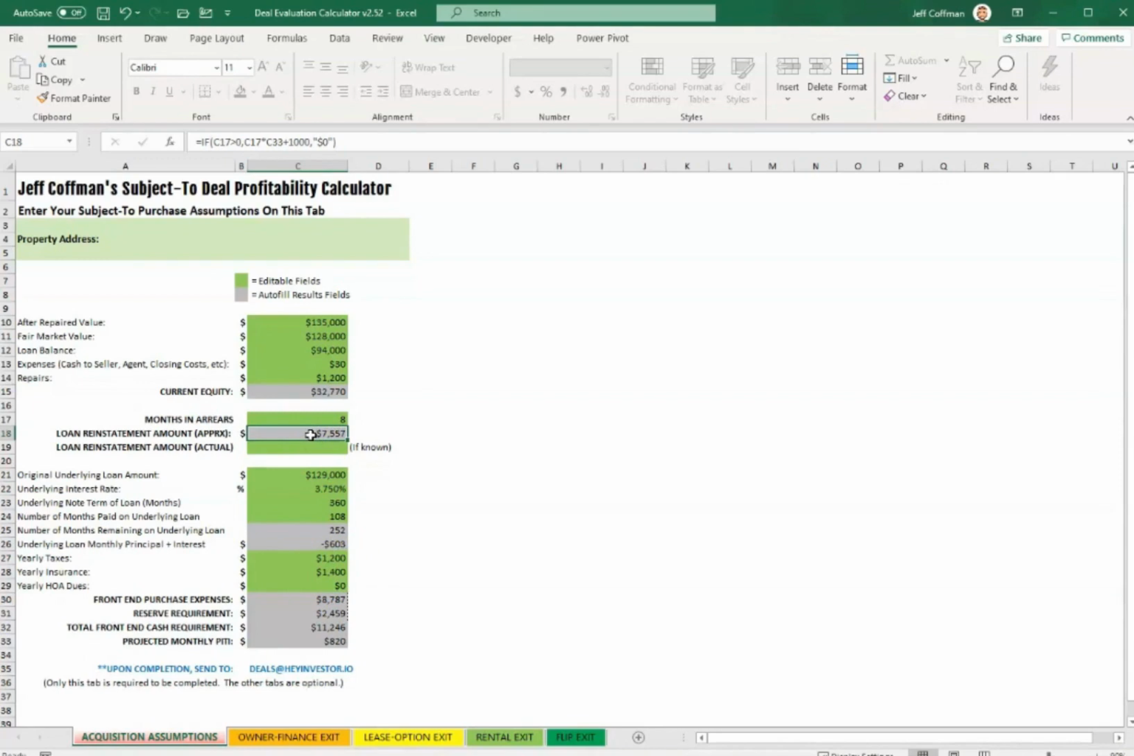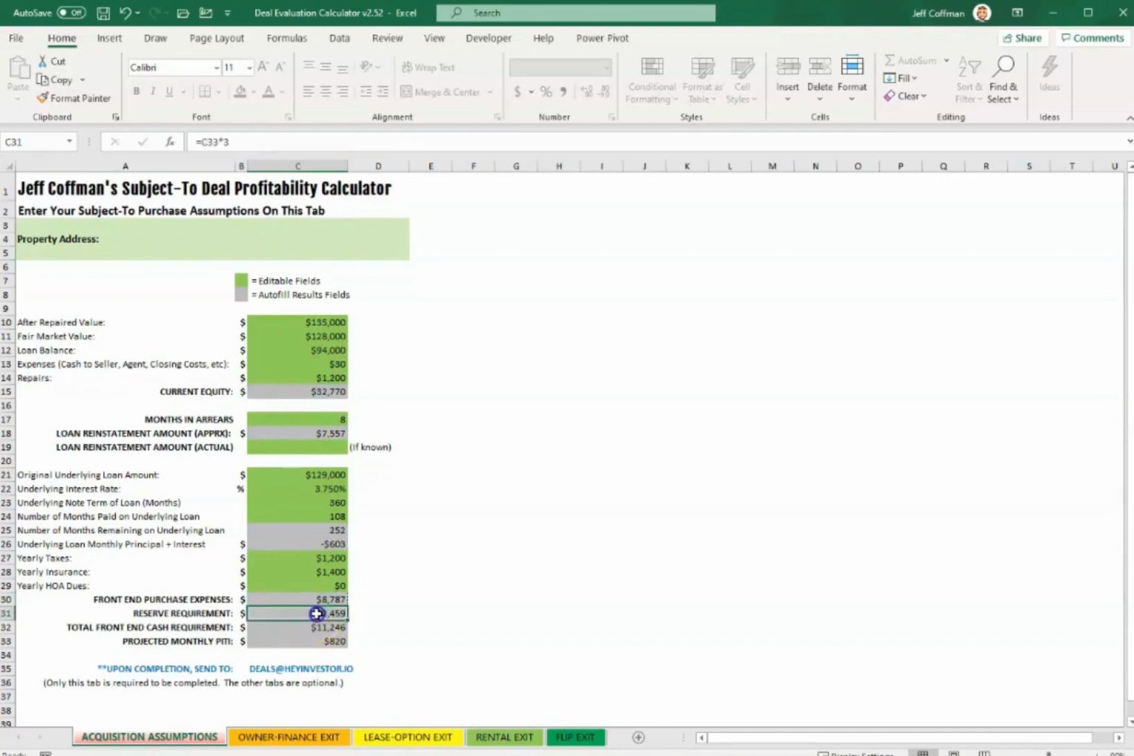So now that we have this information filled in, we can see that our front-end purchase expenses are $8,787, which includes our arrearages here, the $7,557, plus the $1,200, plus the $300. So this is our total upfront expenses.